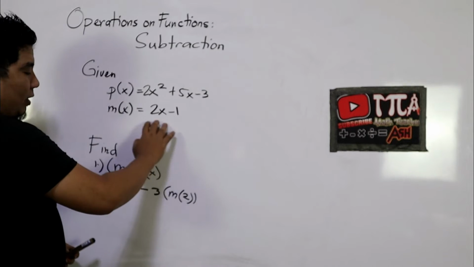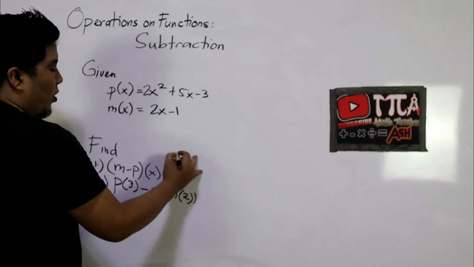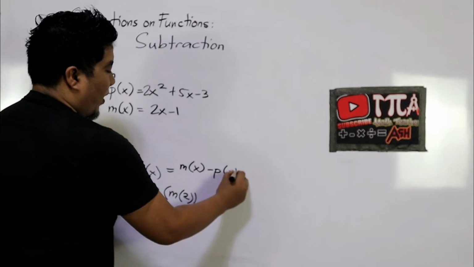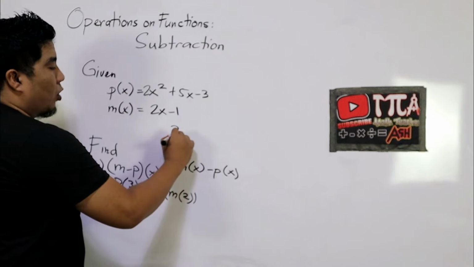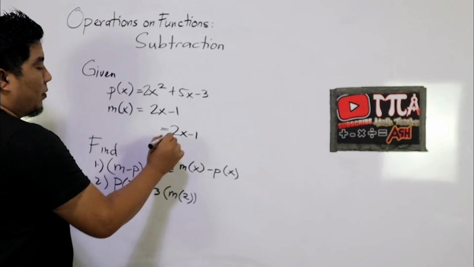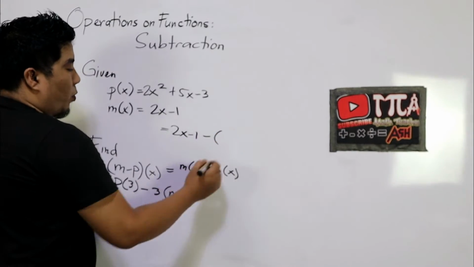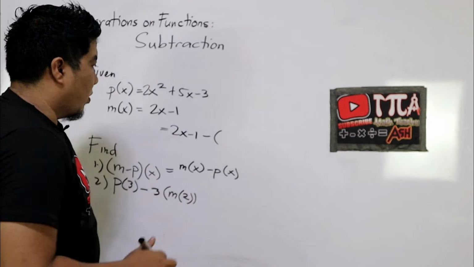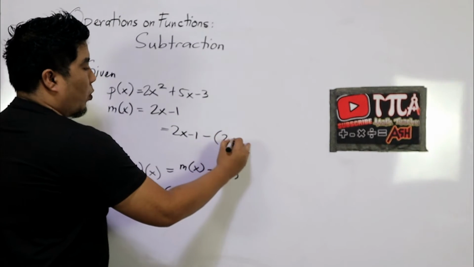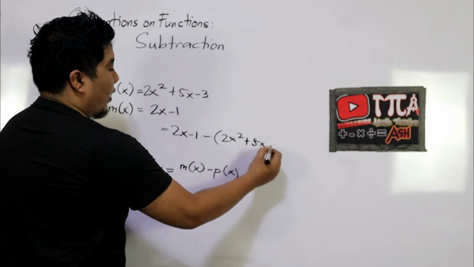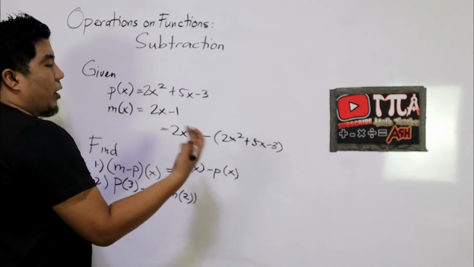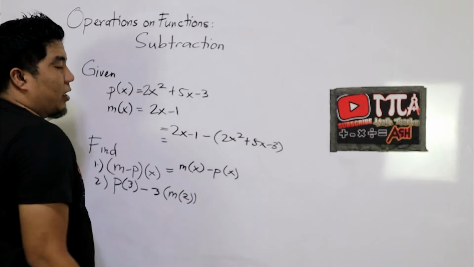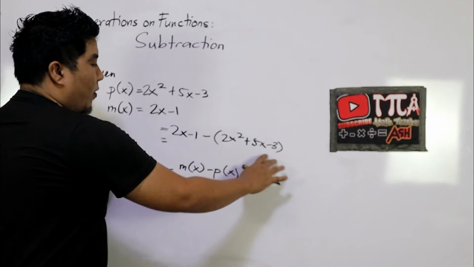Therefore, we need to write first our m here. This means that m of x minus p of x. Our m of x here is 2x minus 1. And then, when you subtract a certain expression, you need to use the parenthesis. Our p of x is 2x squared plus 5x minus 3. By doing so, it means that the minus is distributed to each of the terms in the given expression.